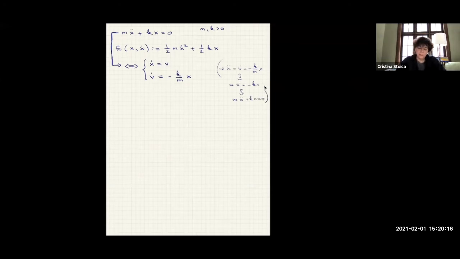Okay, so claim: E of x of t, x dot of t is constant and equals E of x at time 0 and x dot at time 0, for any x of t.